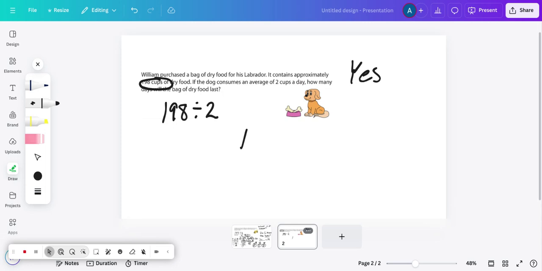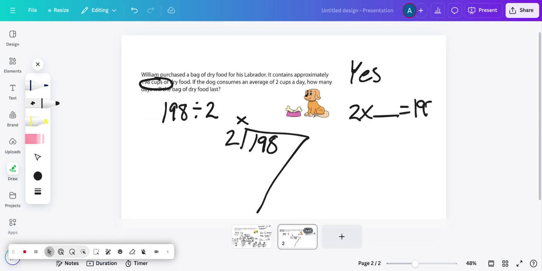So we're going to go ahead and set up our bracket, our big 7. 198 is going to go in the center. Since we're dividing it by 2 cups a day, that's going to go on the outside. And again, I like to put that little times there to remind myself we're really doing 2 times something, and that's going to equal 198. Okay? Go ahead and pause the video, see if you can set up your hashtag, and see if you can solve this problem on your own. When you're done, unpause it, and then you can check to see if you got the answer right.